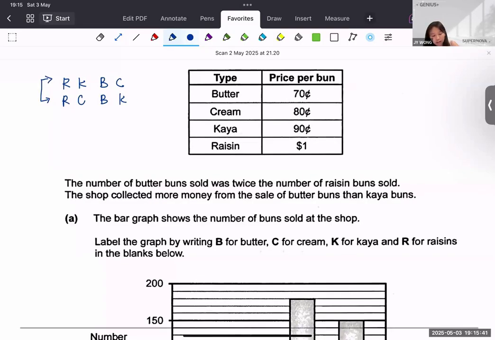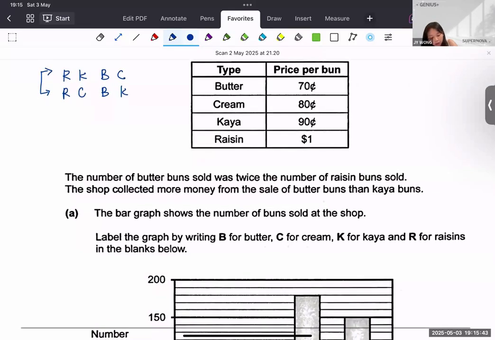We read the question first. The number of butter buns sold was twice the number of raisin buns sold. Then that's the first criteria that they gave. Butter buns sold must be twice.